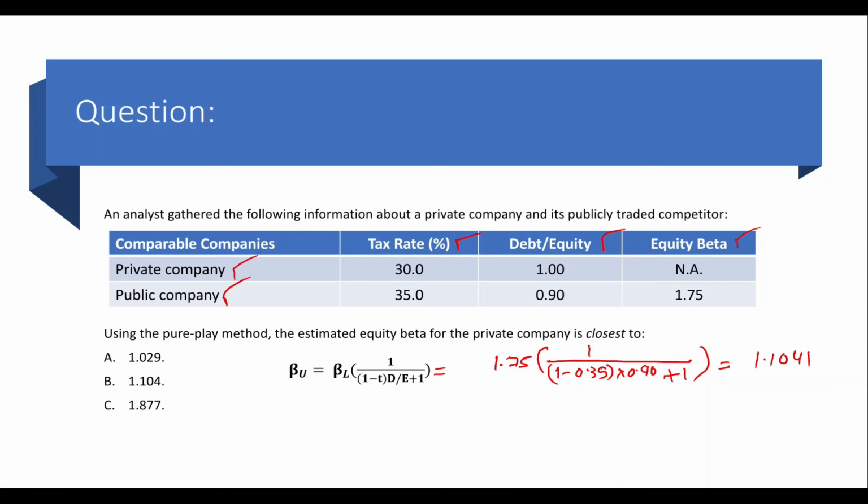Now we'll use the unlevered beta of the comparable company to find the value of levered beta of the private company. We do this using this equation. So we put the values. 1.1041 multiplied by 1 minus 0.30 times 1 plus 1. And the answer is 1.87697. So option C is correct.